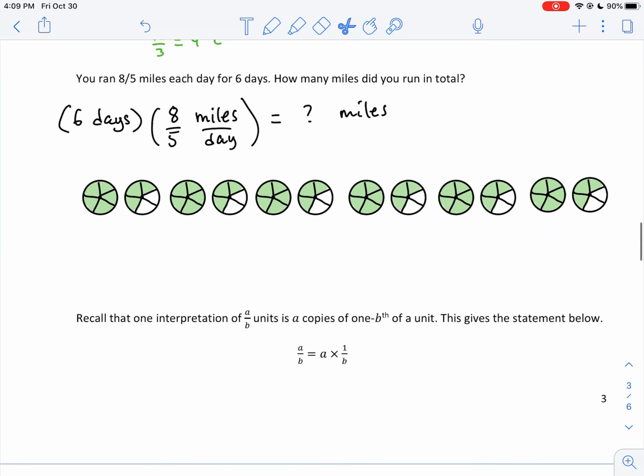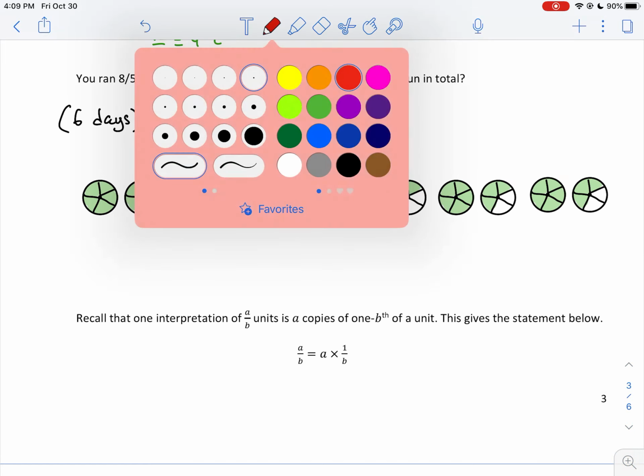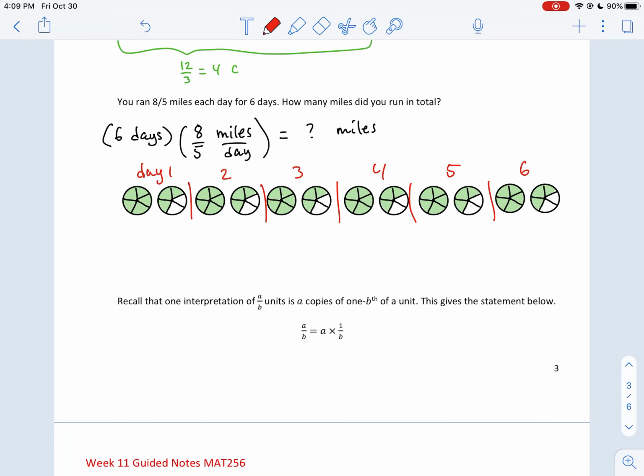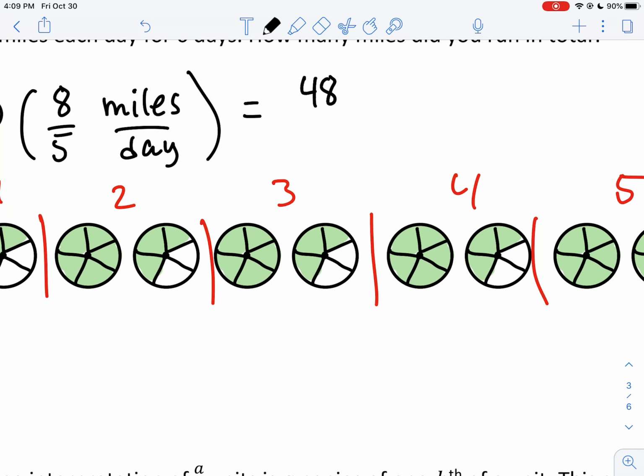And then I'm going to highlight the copies, right, each day. So we have day 1, day 2, day 3, day 4, day 5, and day 6. And the question is, when you push all this together, what do you have? Well, there's 6 copies of 8 green wedges, if you will. So that makes really 48 green wedges with 6 times 8. So we know we're going to have a total of 48 green wedges, and each wedge is 1/5. So we have 48/5, and this will be in miles.